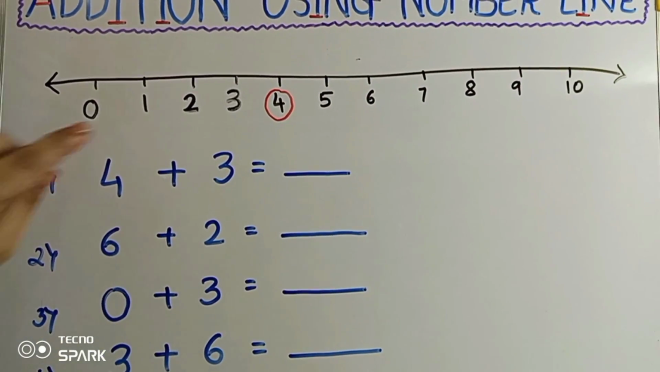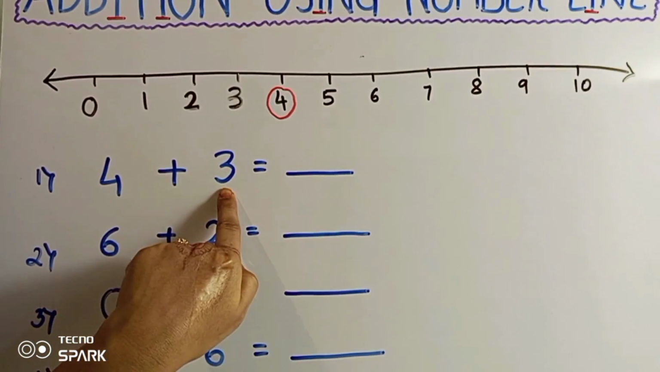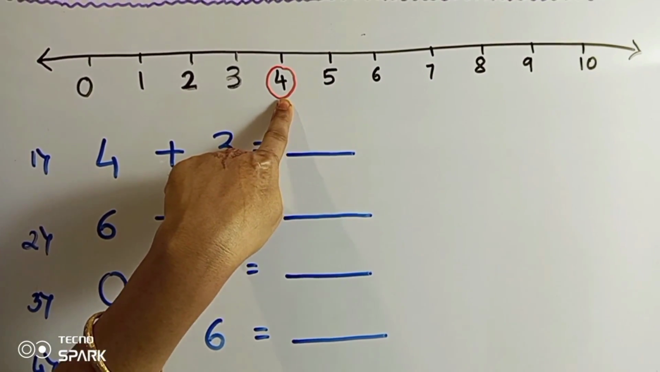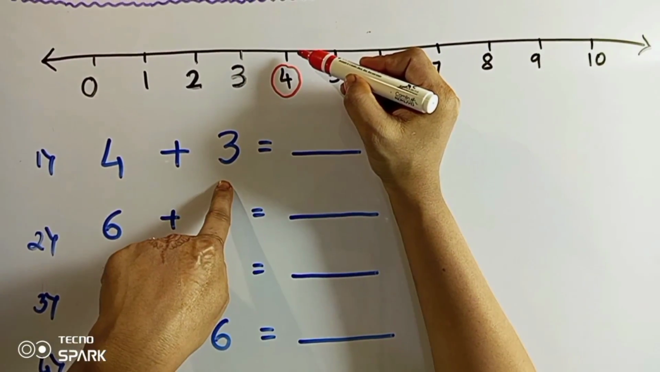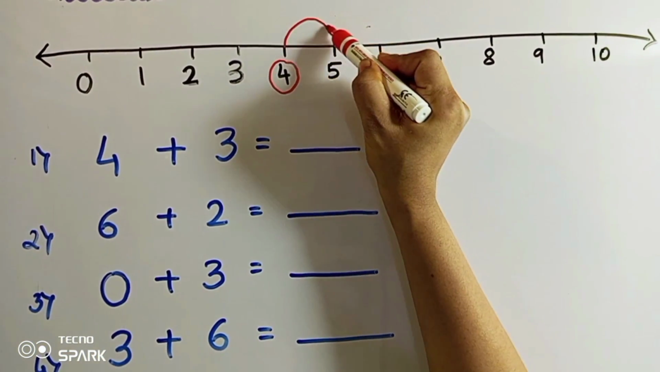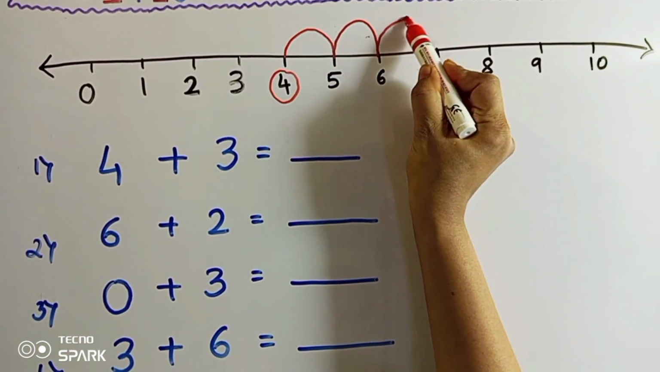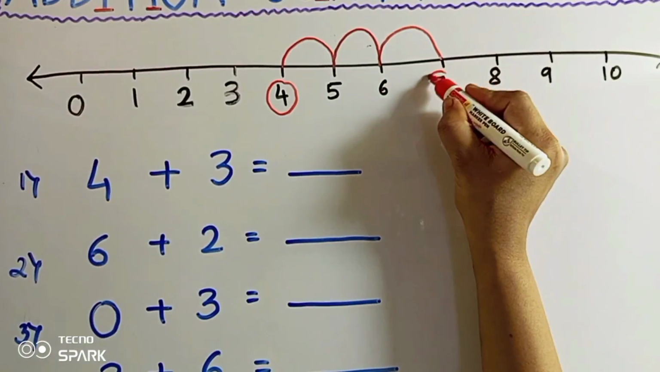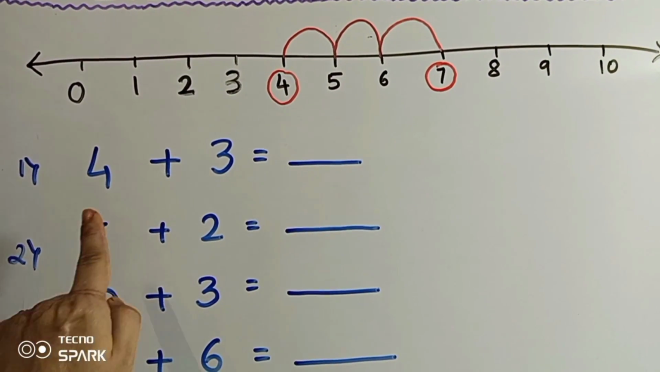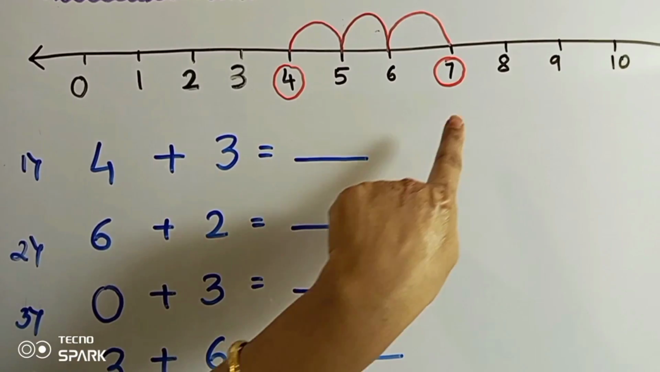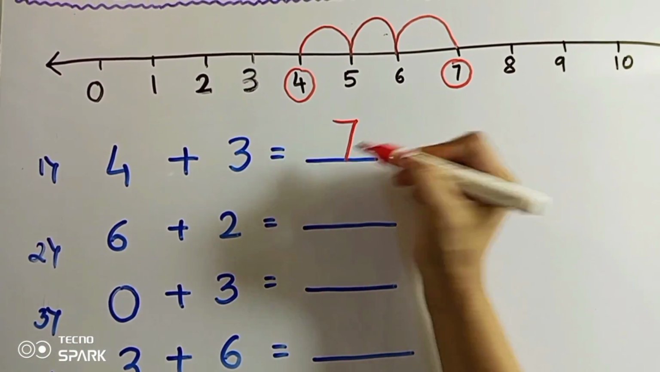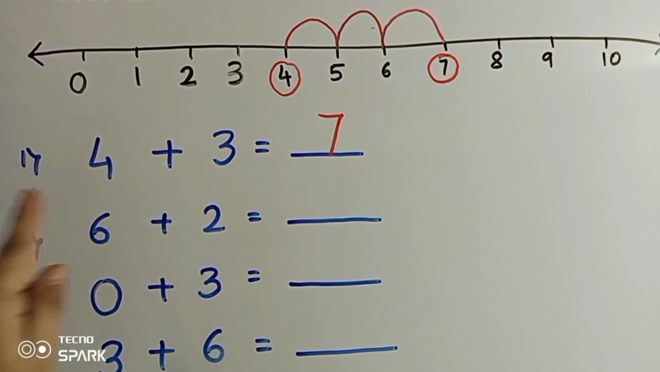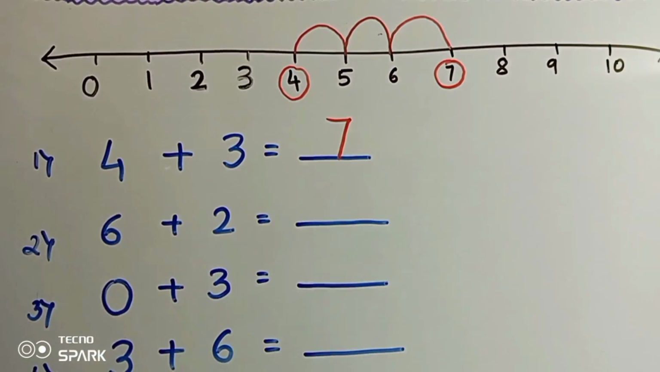What we can do is, we can ask children to take 3 jumps or ask them to move 3 steps from number 4. So, we are on number 4 and we will move 3 steps. So, 1, 2, 3. And where did we arrive? We have reached number 7. So, the answer for 4 plus 3 will be equal to 7. Okay. So, see how easy it is.